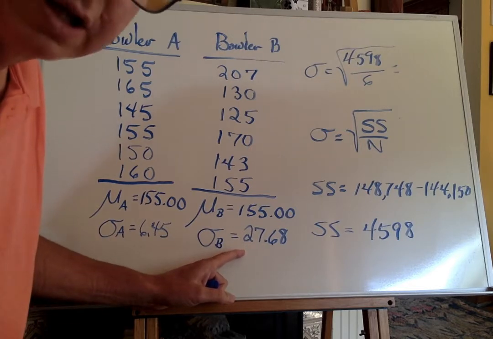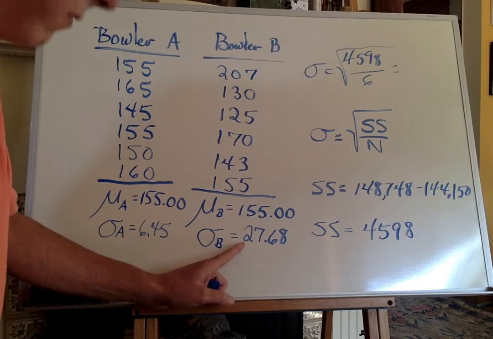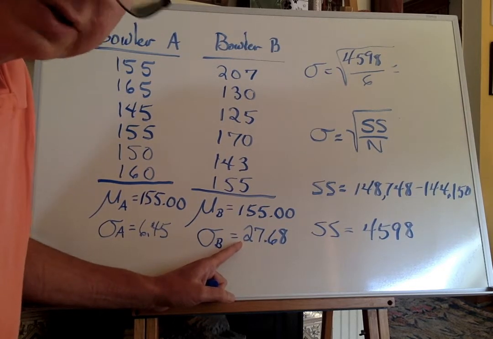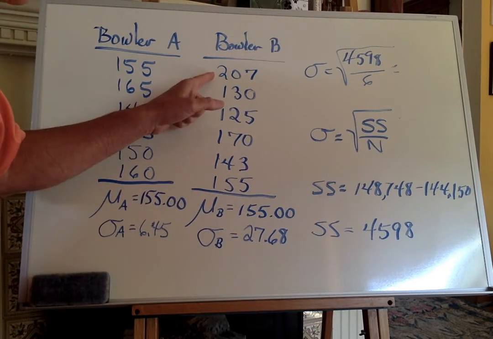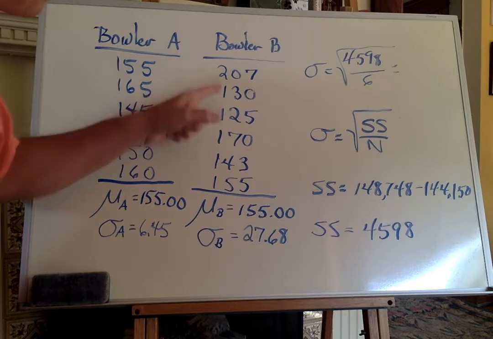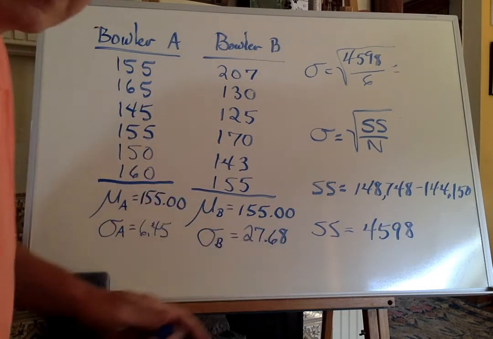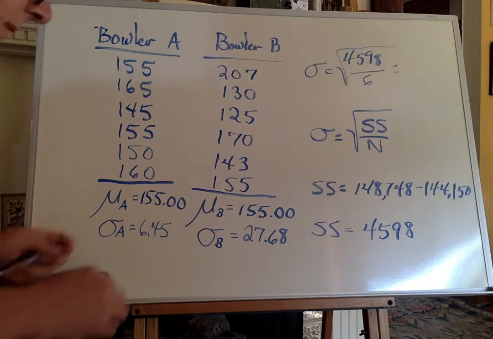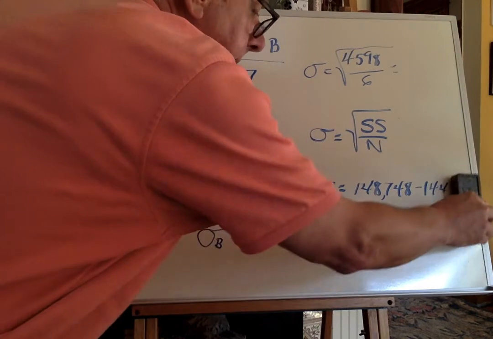And again, be careful when you describe this to someone, because not every score deviates by this much, right? This score is right on the mean. This score is 50-something away from the mean, 52 away from the mean, something like that. This is 25 away from the mean, and so on and so forth. So the average amount that scores deviate from the mean is 27.68. Okay?